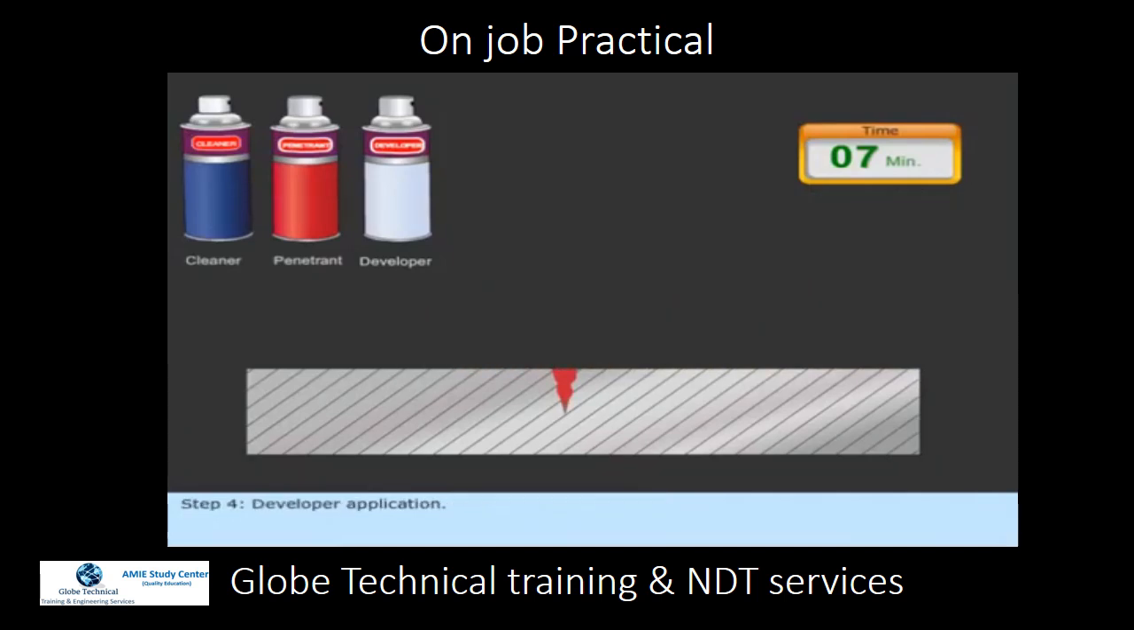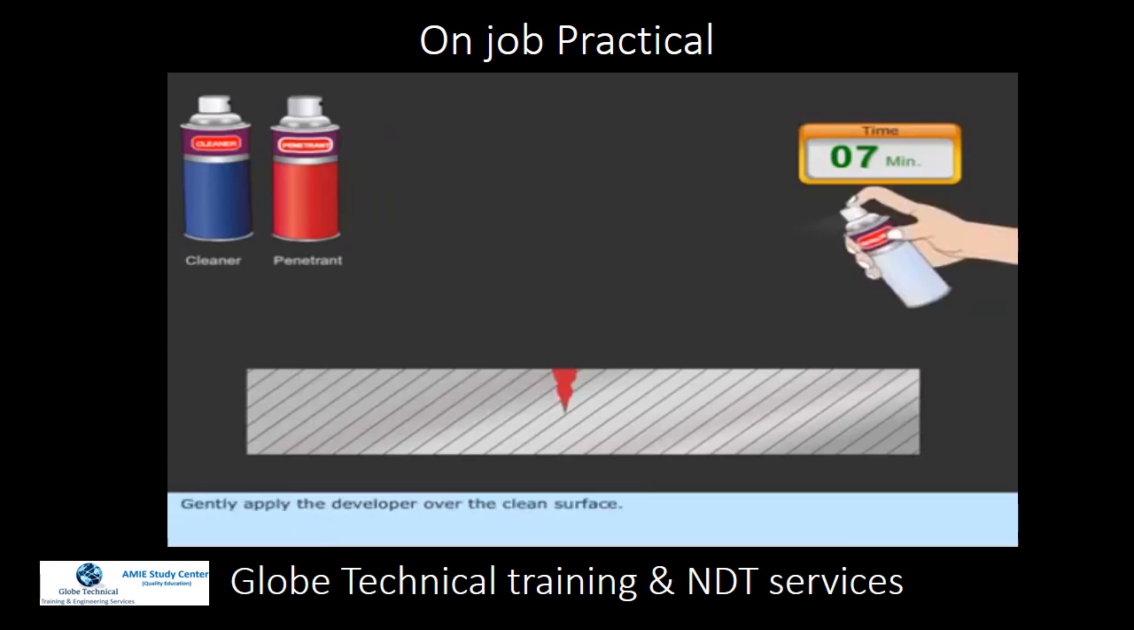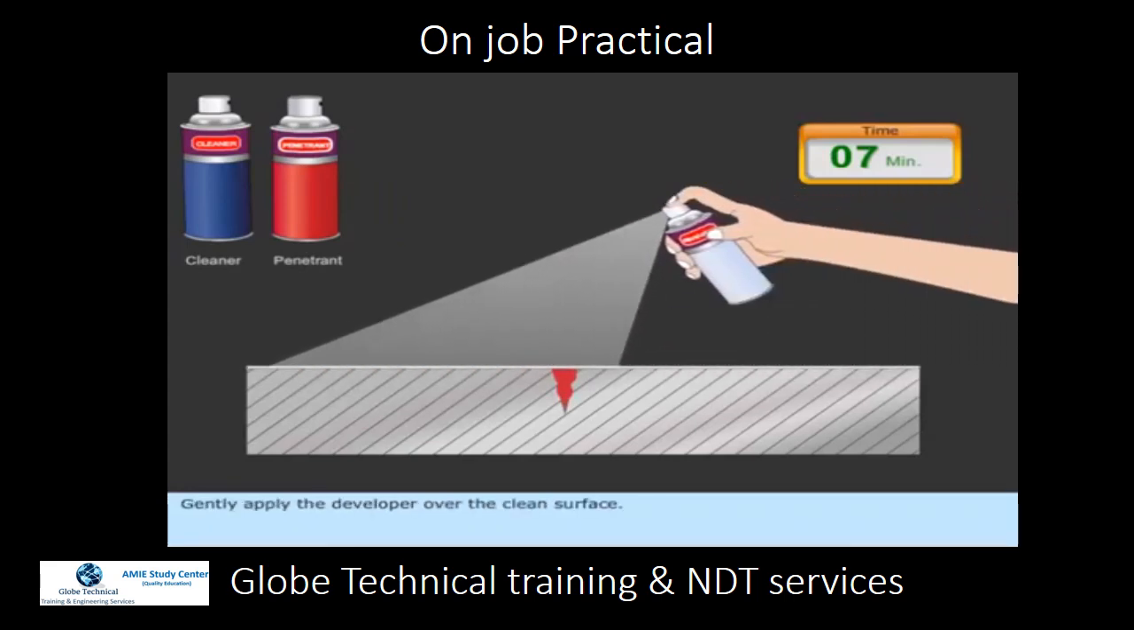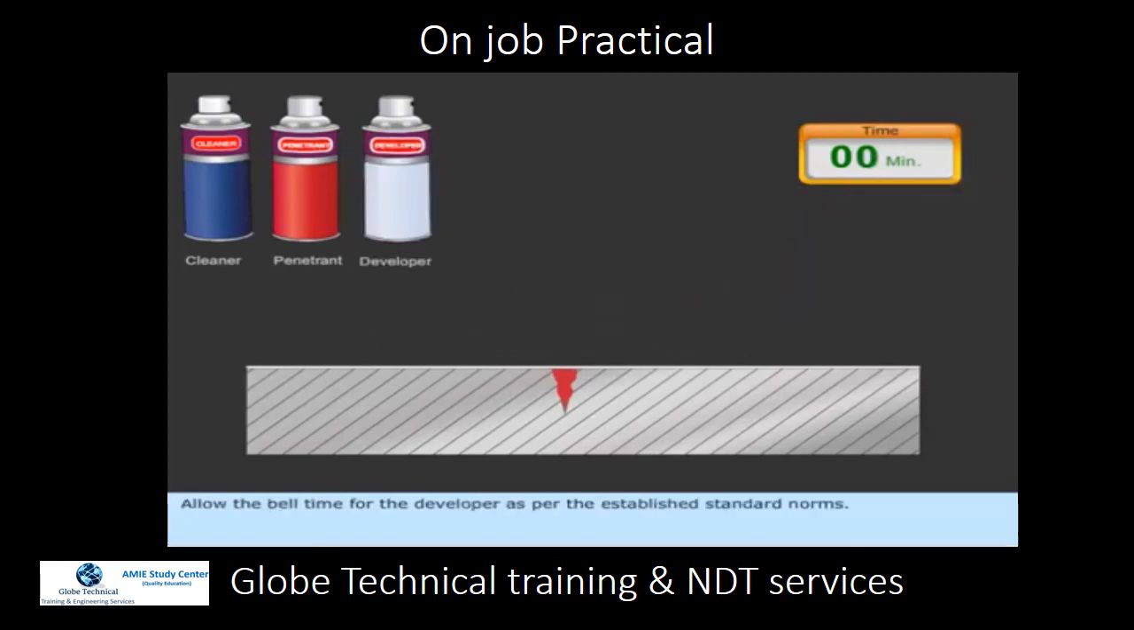Step 4. Developer application. Gently apply the developer over the clean surface. Allow the dwell time for the developer as per the established standard norms. Step 5. Inspection and evaluation. Now, inspect the surface for any defects, which will be in the color of the penetrant. Evaluate the defects, if any, against the acceptable values and take decisions to accept, rework or reject. Here, the flaw is established in this part by this method.